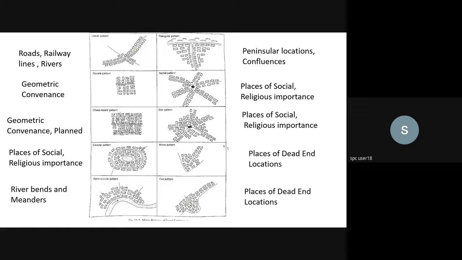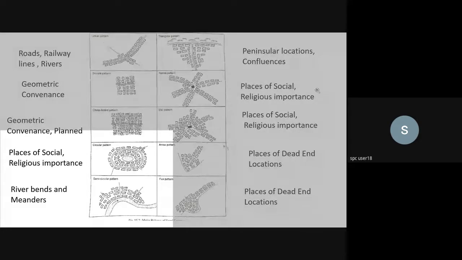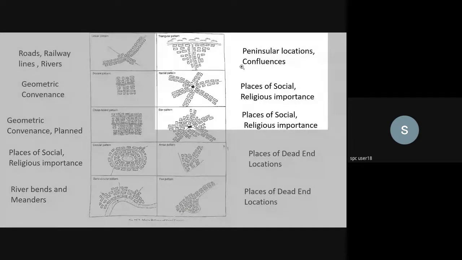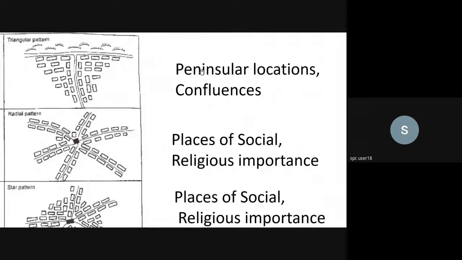Fine. I will then, in that case, continue with where we had stopped yesterday. While we spoke about linear patterns and we spoke about square and chessboard patterns as such, we also spoke about circular and semicircular patterns of settlements. And today we'll move to the next set of patterns, and these are, to start with, a triangular pattern.